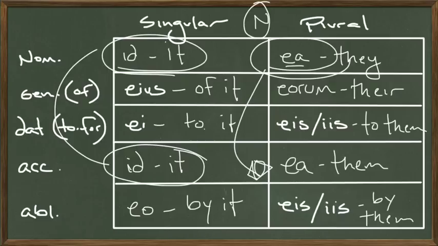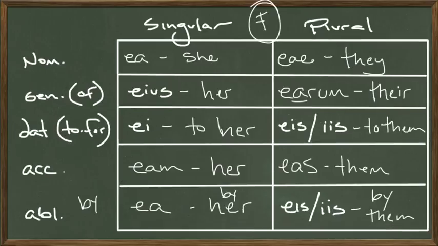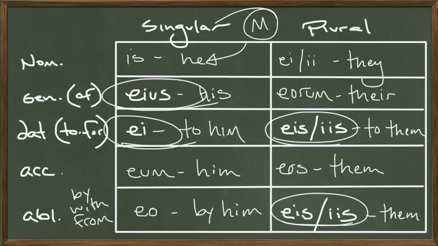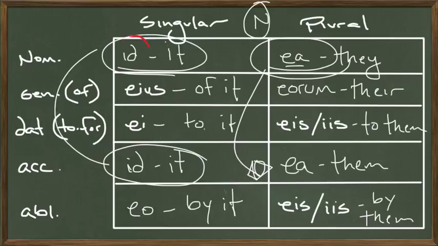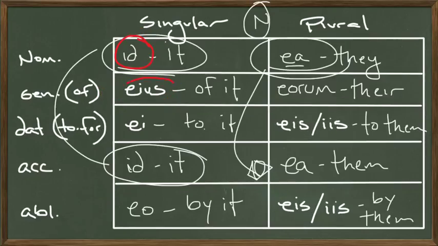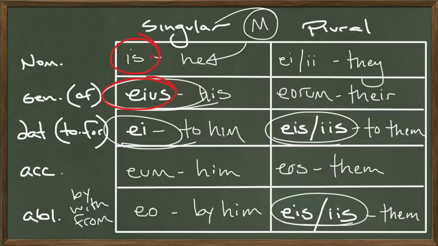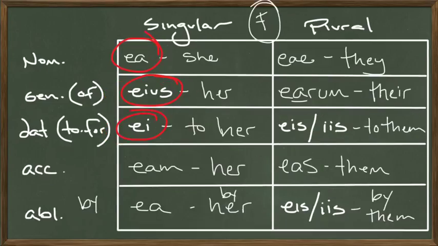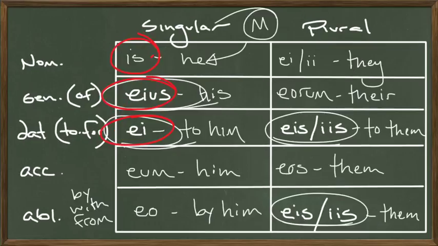So if you're trying to memorize them, I actually recommend you go sideways. So you start with the masculine. Let's choose red, and let's make it a little bigger so I can show you what I'm doing here. So you choose the nominative singular, and you say is, ea, id. And you chain it like that. Then you go back, and you say eius, eius, eius. Back again. Ei, ei, ei.